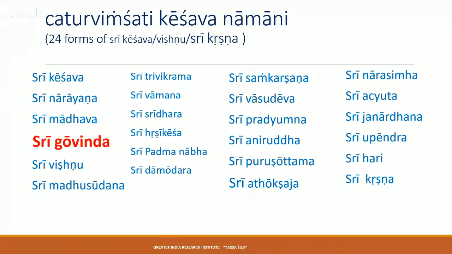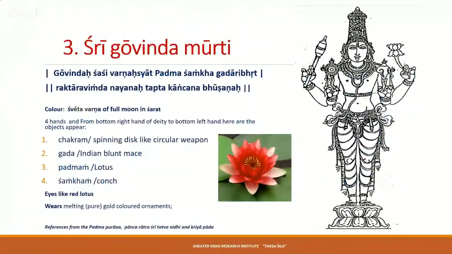Specifically today, we will describe Sri Govinda, the fourth form of the Chaturvimshati Keshava Namani, the 24 forms. The fourth form is Govinda, Sri Govinda. The Sri Govinda Murti looks like the sculpture shown in the slide at the right side.